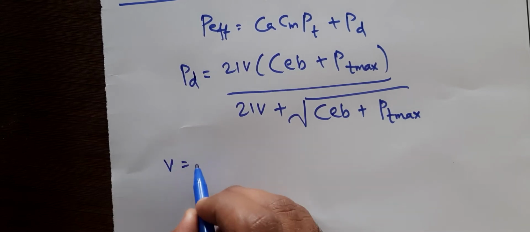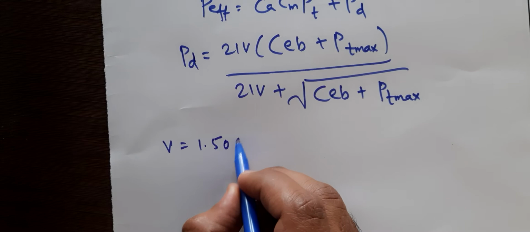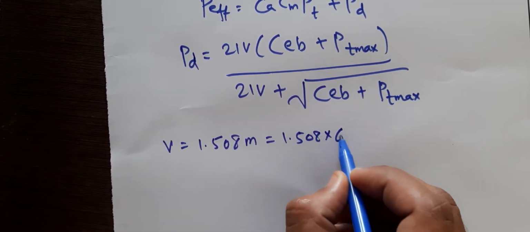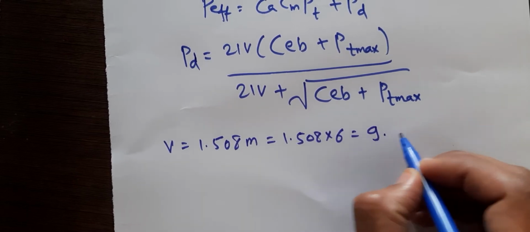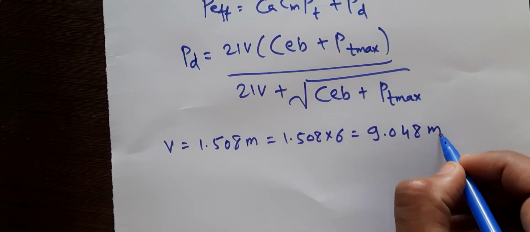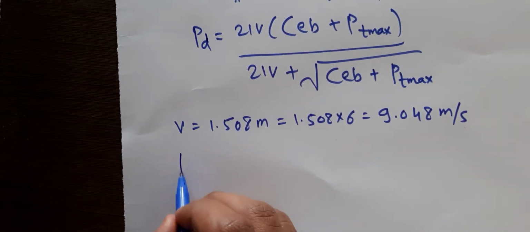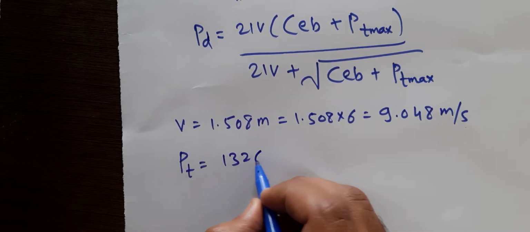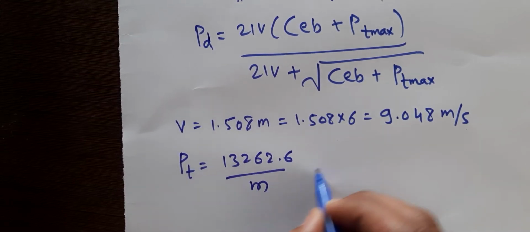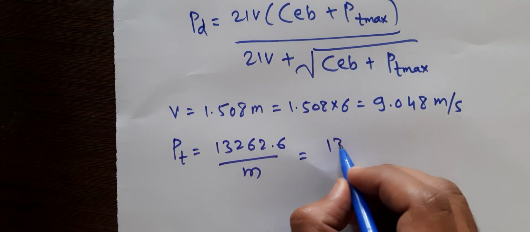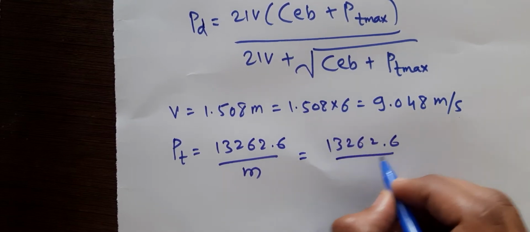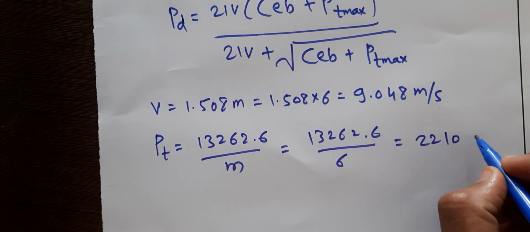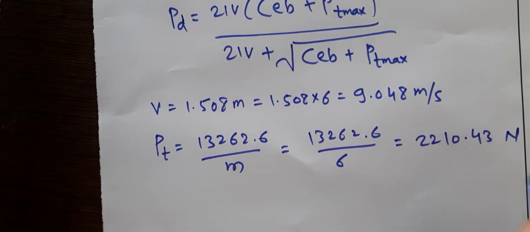So first, V. We have calculated V in terms of module. If you put the value of module 6, you will get the exact value of V as 9.048 meter per second. Then PT is nothing but tangential force. We have it in terms of module: 13262.6 divided by module. If you put the value of module, divided by 6, you will get 2210.43 Newton, the tangential force.